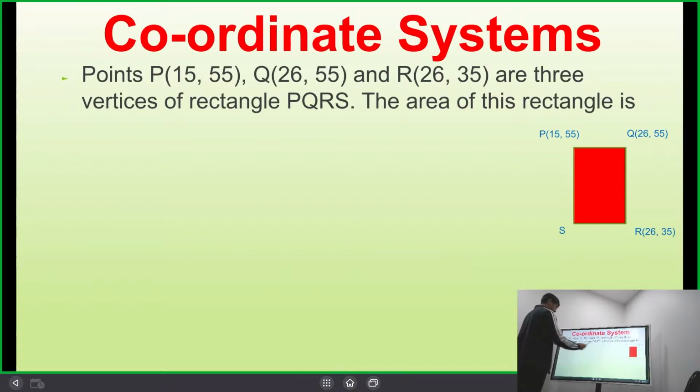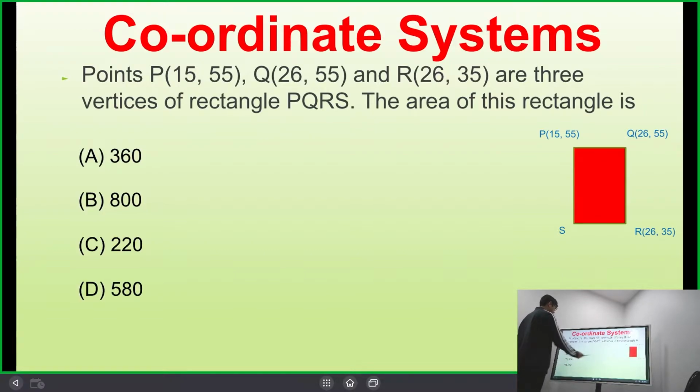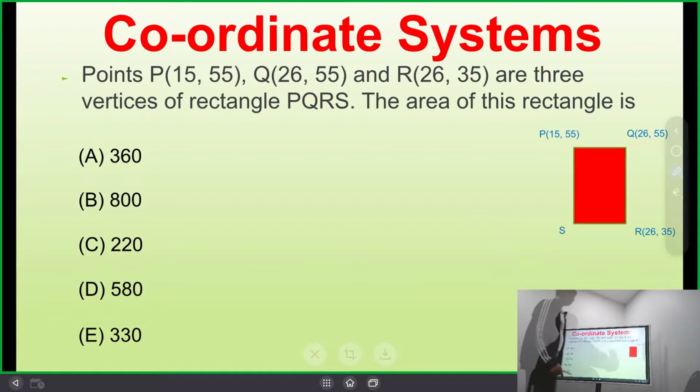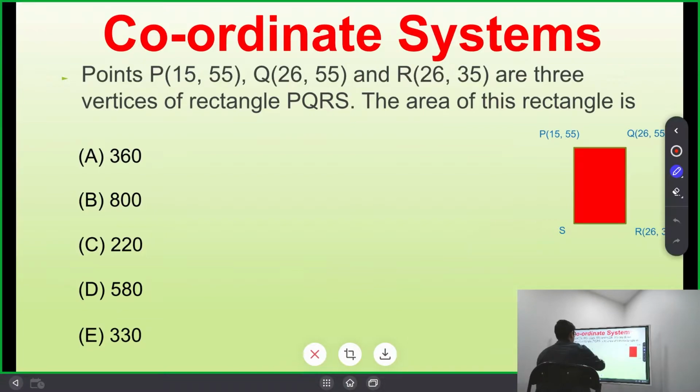First, let's see our possible answers. We have 360, 800, 220, 580, and 330. So let's get started with solving this problem. We're first just going to draw our rectangle.